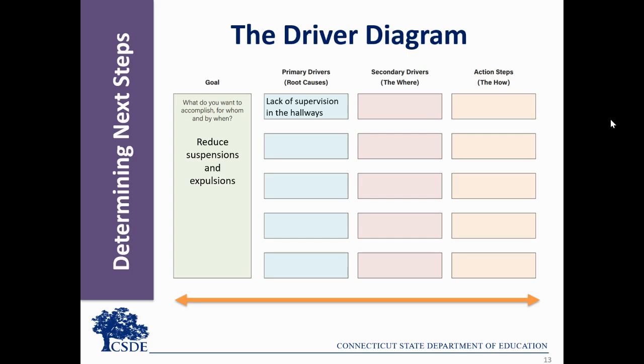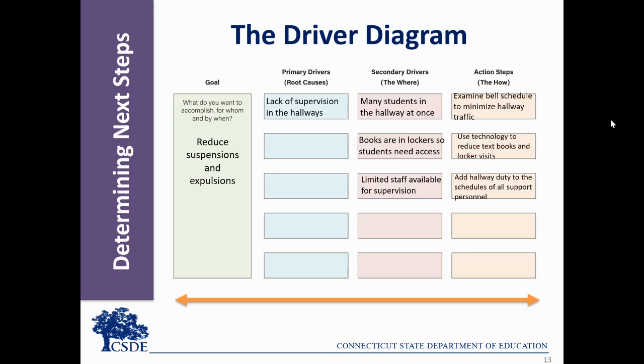The secondary drivers are the where or the what. What processes are in place that contribute to the primary driver? Many students in the hallway at one time and students needing access to lockers because they have many books to carry for class might be the secondary driver. Also, limited staff is available to supervise. Next, the team considers the action steps. What can be done to address the drivers and consequently achieve the aim or the goal by addressing the challenge?